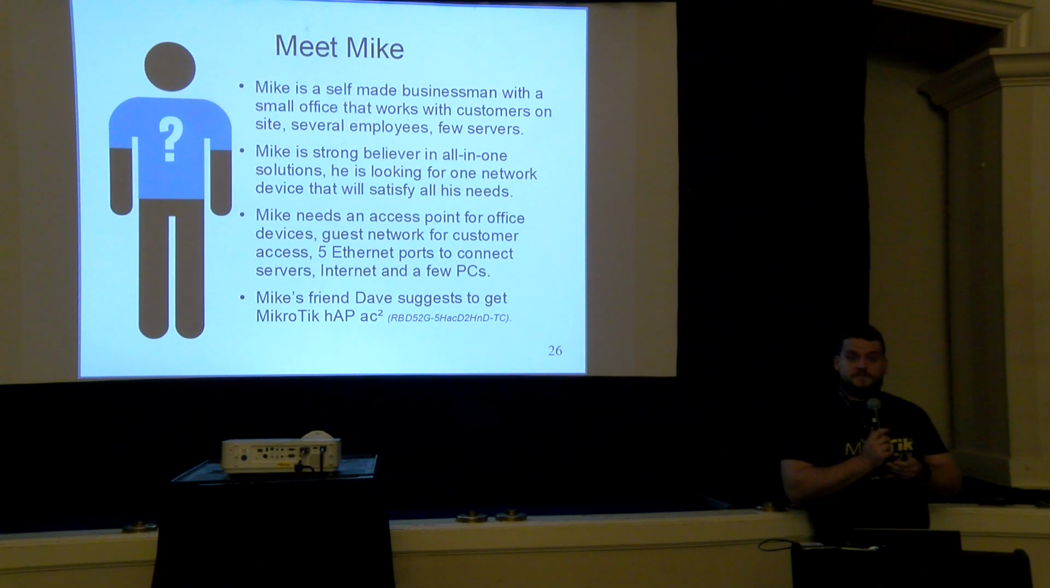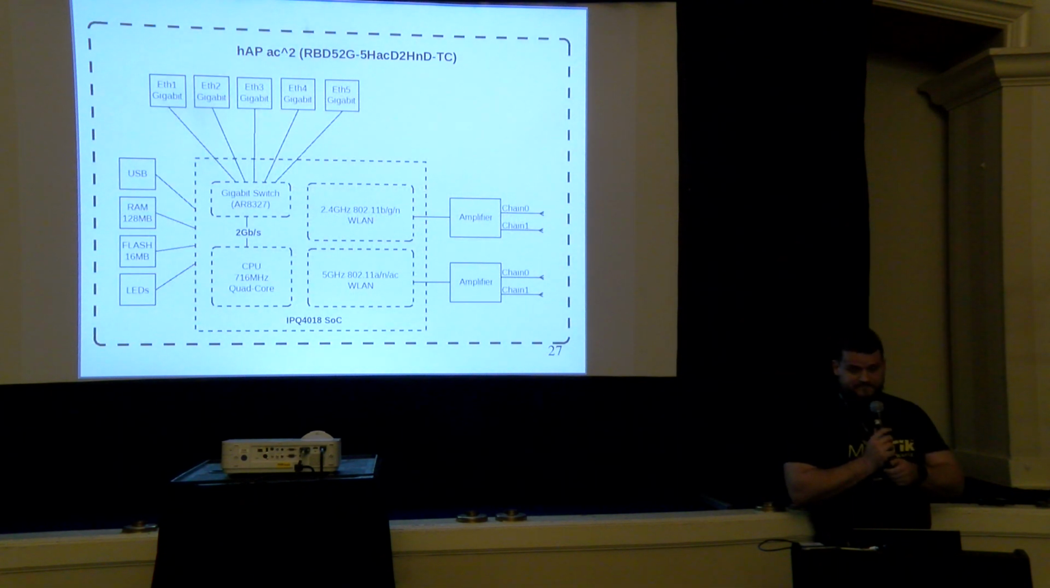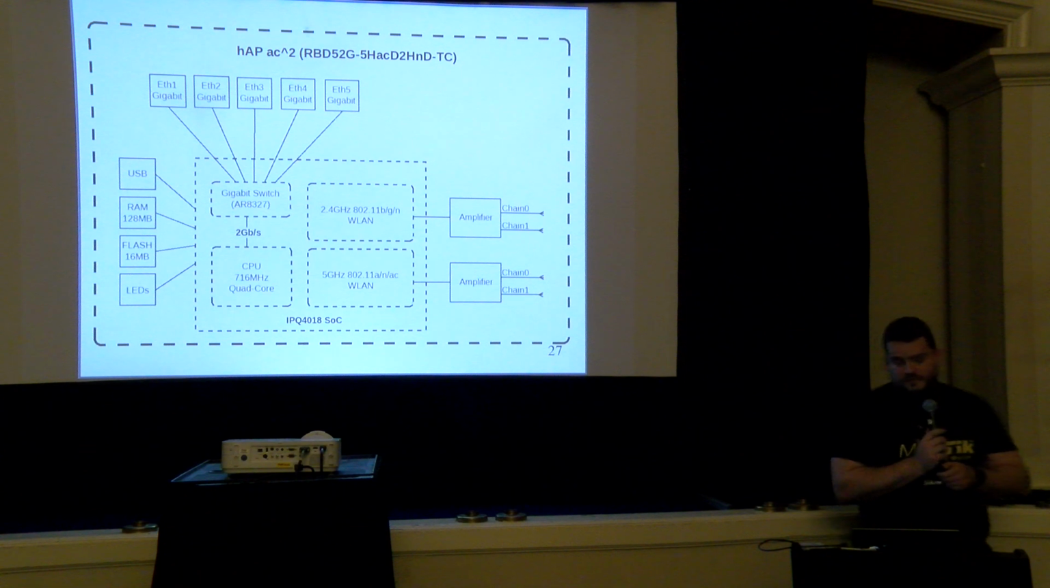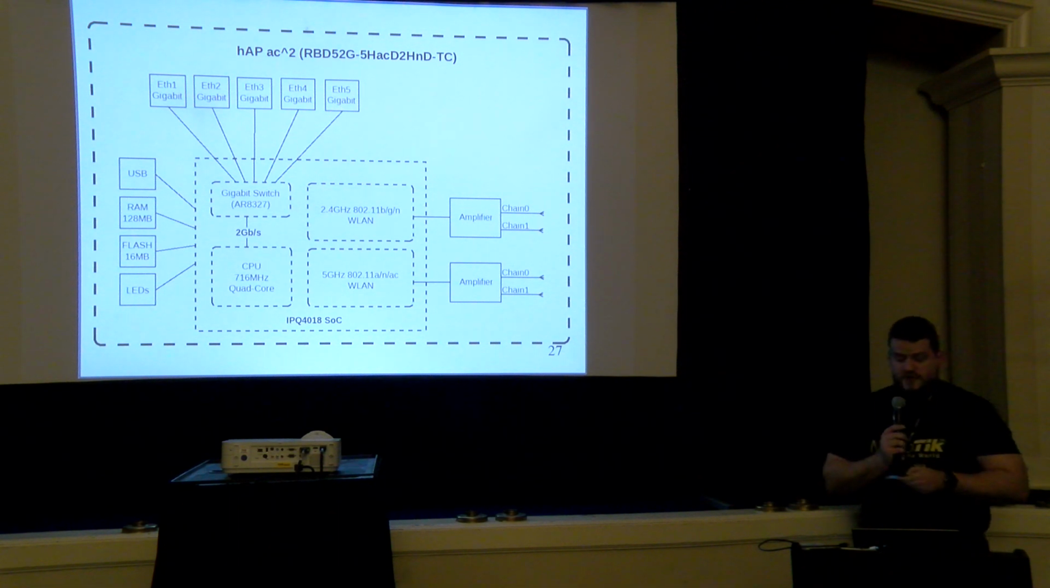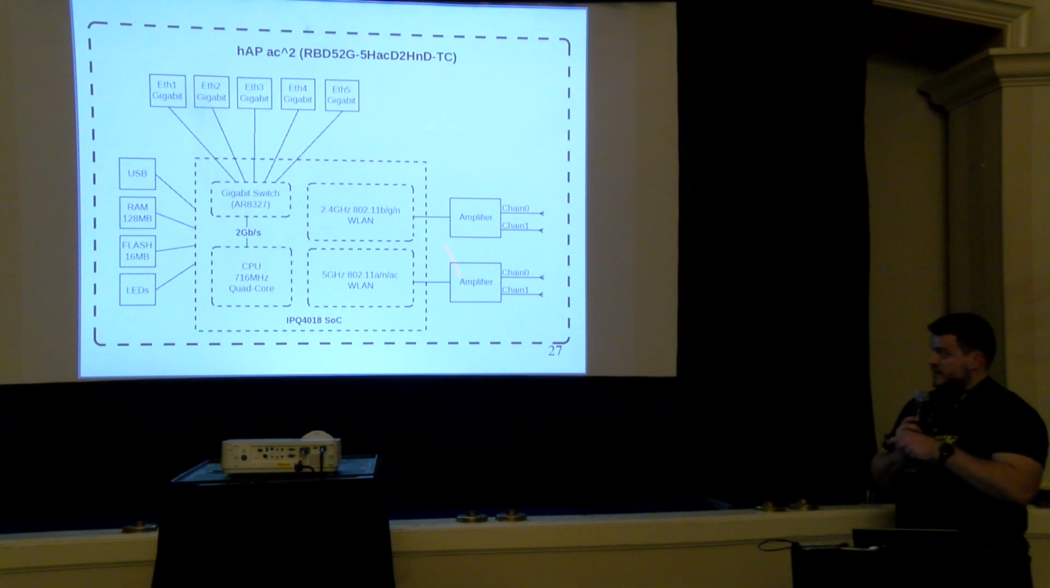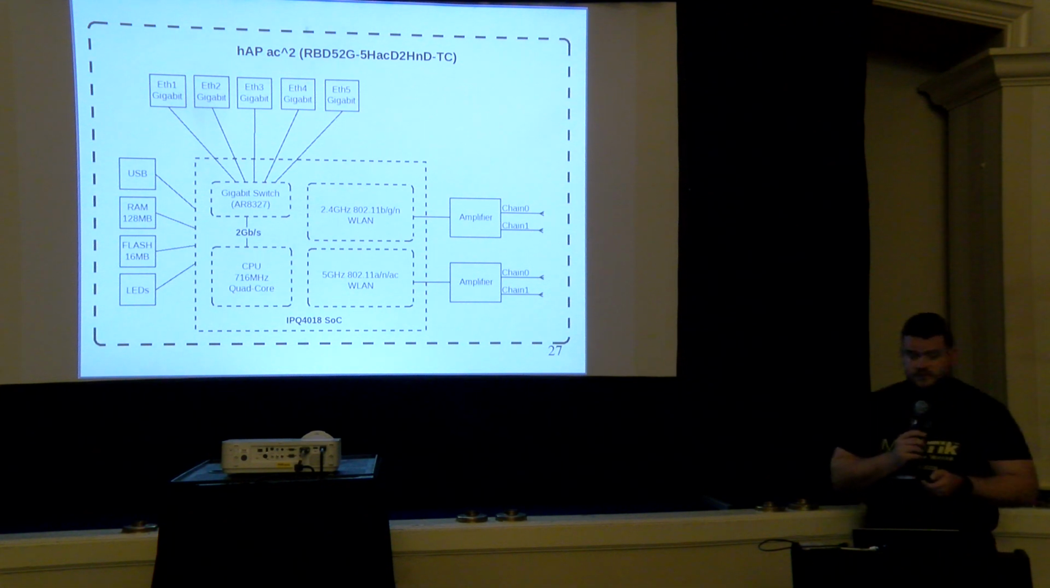And Mike's friend Dave can't stop talking about MikroTik. So he gets him a hAP ac squared. Instantly Dave explains that you need to look at the block diagram. So as you can see, nothing fancy in here. You have a 2 gigabit line to 5 ports, so you should be able to get a full 1 gig if you use only 2 of those ports. You have 2 separate wireless devices, and so on.